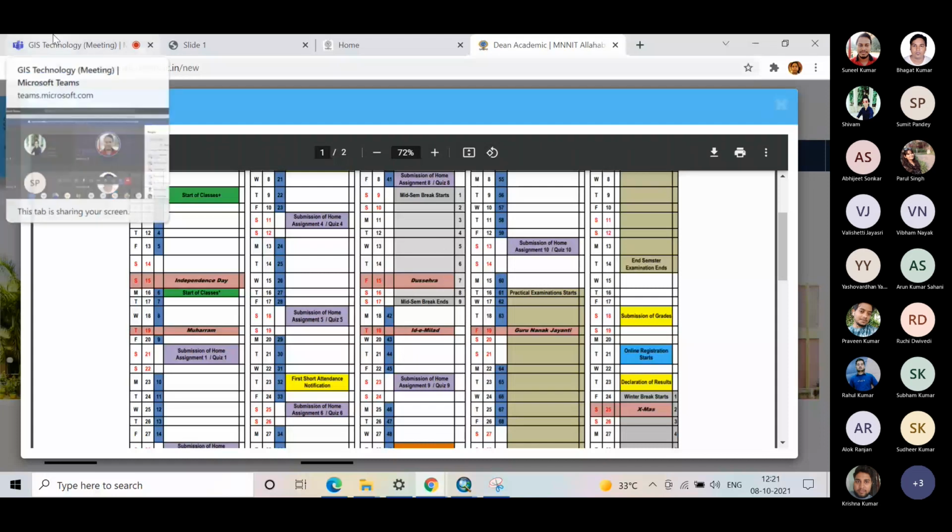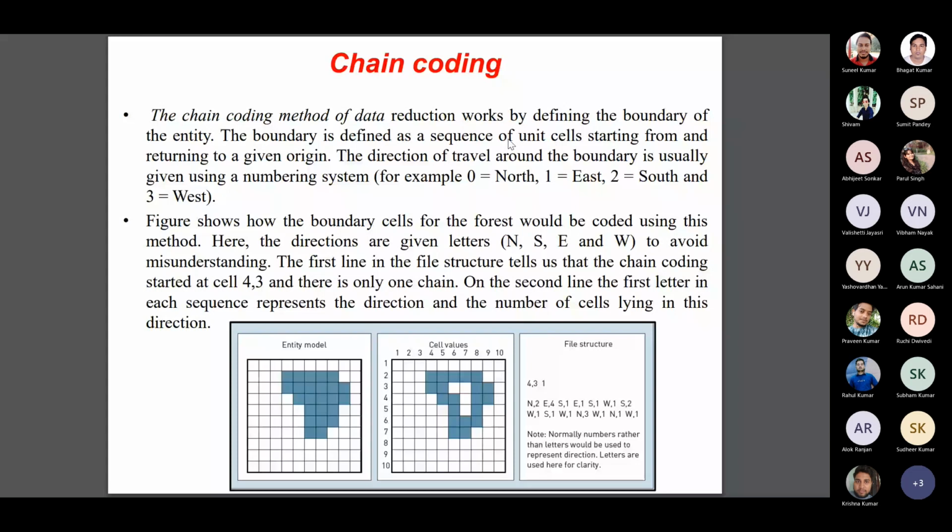Now, coming back to the topic, chain coding. We have learned two types of compression. The first one was run length encoding, the second one was block coding, and the third one is chain coding. Chain coding is again used for polygon data, and in this case the outside boundary of the polygon is stored. In case of chain encoding, the solution will vary from one person to another because the starting point can be different. So first of all, we need to give the start point.